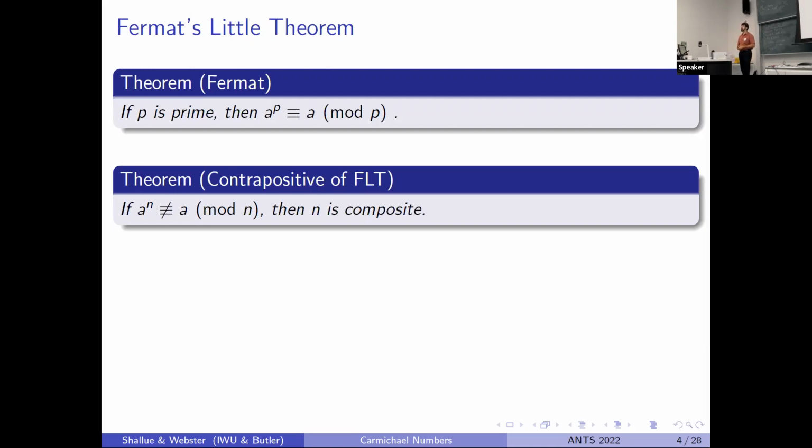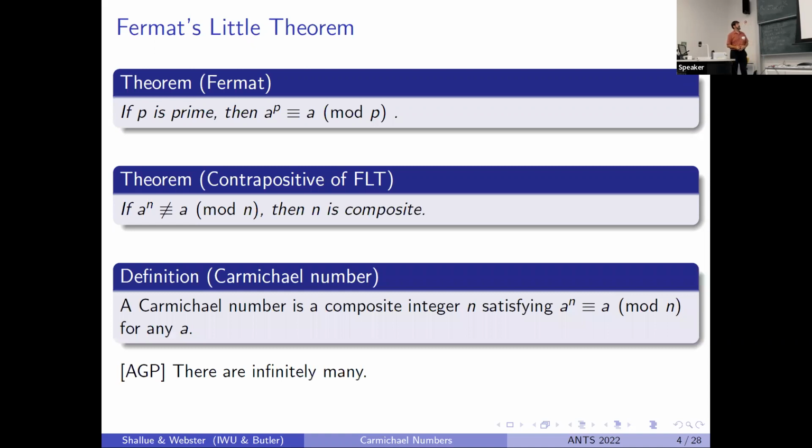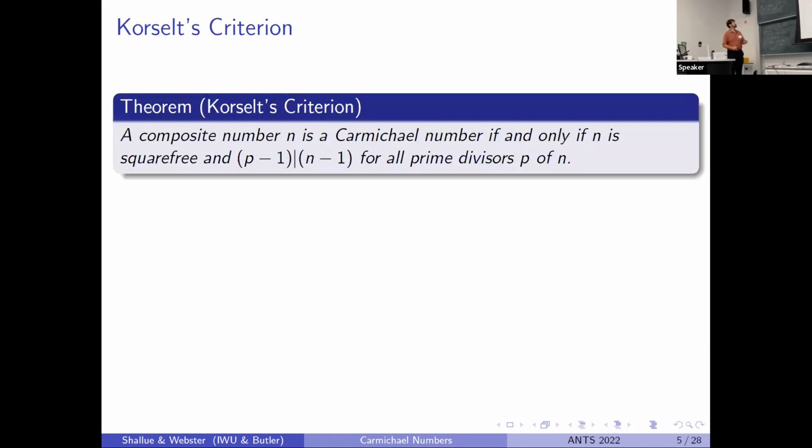One thing I've encountered is people saying, rather than calling them primality tests, we should call them compositeness tests, because really that's what we're doing. We're checking for compositeness. And if we don't find it, then we throw up our hands and say, maybe it's prime. So the contrapositive gives us a compositeness test, and then a Carmichael number is a composite integer n that satisfies this congruence for any a. And it's important to note that there are infinitely many of these numbers, as proven by Alford, Granville, and Pomerance.